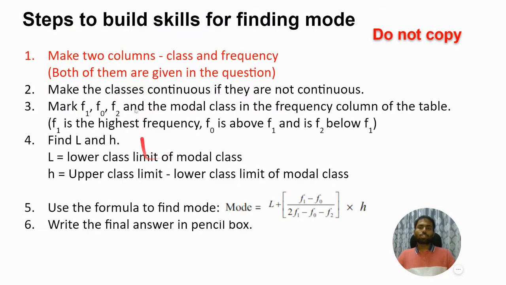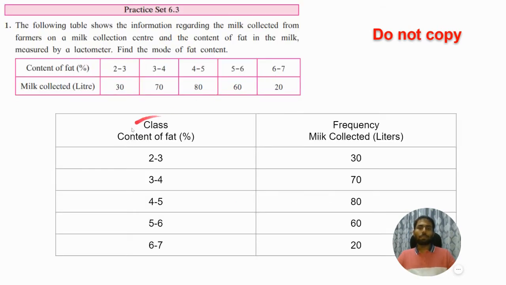Okay, so our first step is to make 2 columns, class and frequency. Both of them are given in the question. So I'll first do that. What will come in place of class? Content of fat in percentage, I have written that here. And what will come in frequency? Milk collected in liters, so I have written that here.